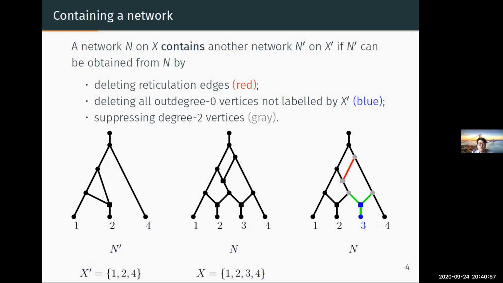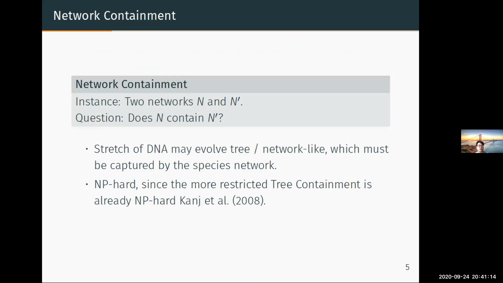And finally, we have to suppress all degree 2 vertices. So these are indicated in gray, right? So this is what it means for a network to contain another network. And now we can formally define the problem that we're studying today. So the problem is called network containment.